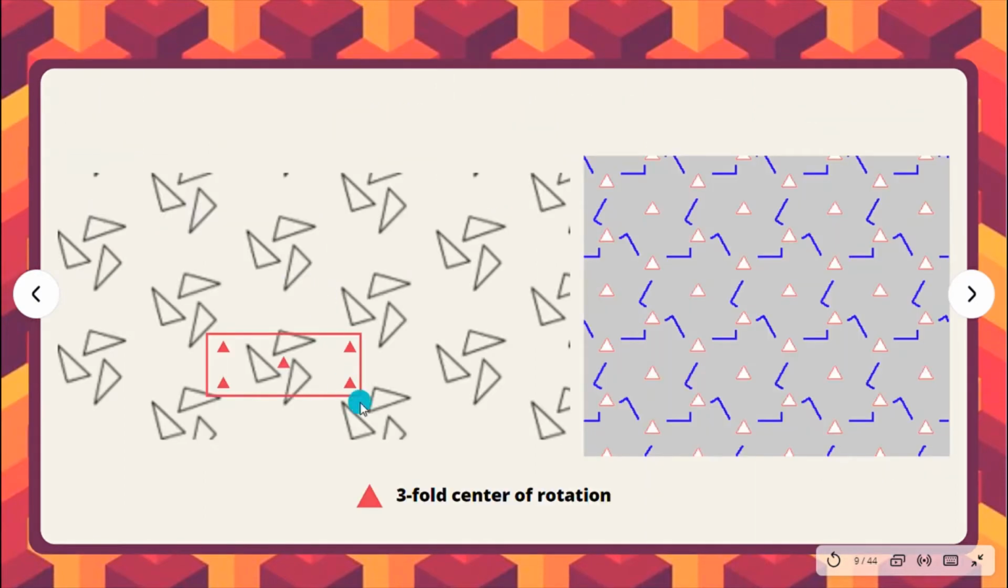We can visualize here a red triangle for the fixed point. This is a 3-fold center of rotation since 3 triangles are being rotated. This can be applied here as well. Since here 3 triangles are rotated, it is rotating around the fixed point. These are also considered fixed points, these 3 triangles, triangle 1, triangle 2, and triangle 3. And for this one, this applies here as well, triangle 1, triangle 2, and triangle 3. And the same goes for all types of the triangles repeated here.